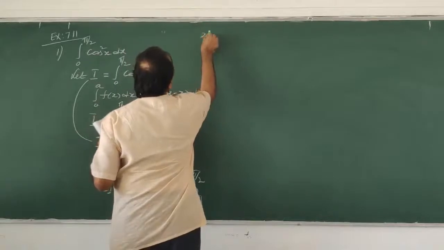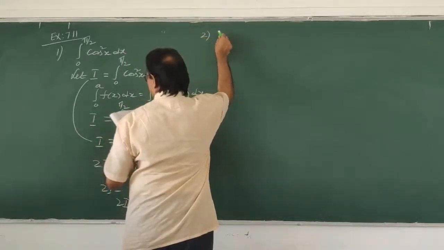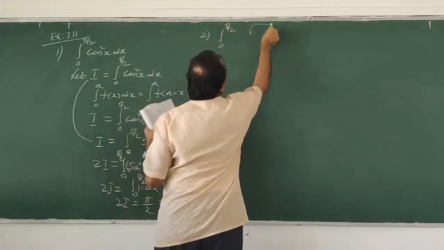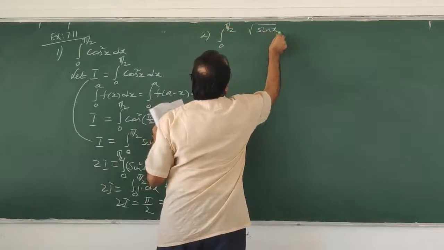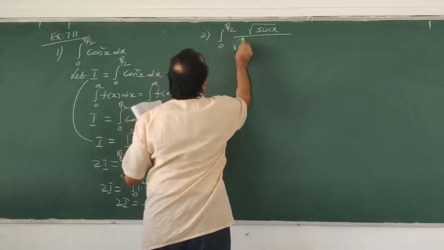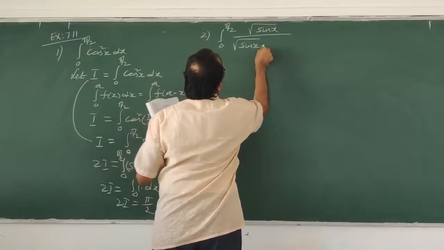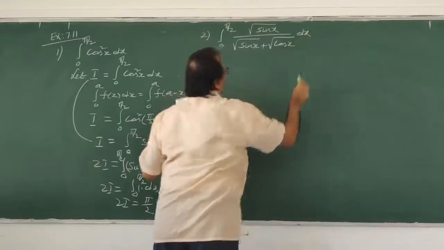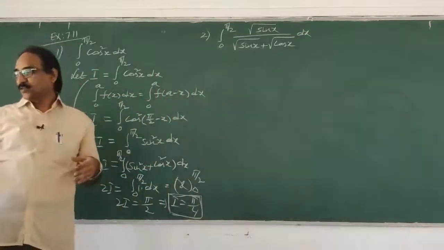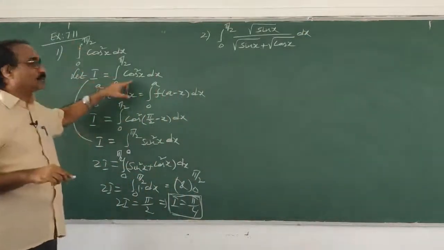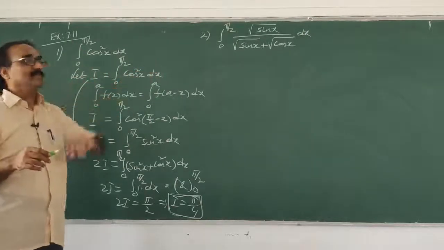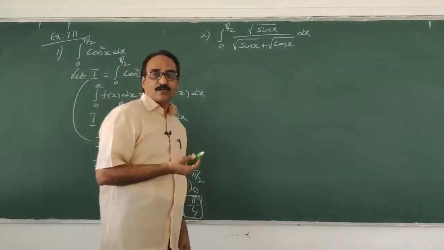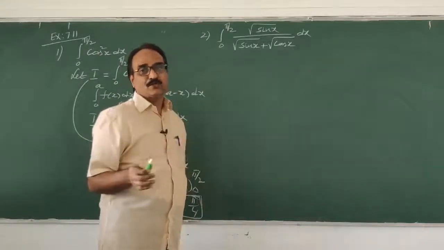Now, problem number 2 also, the same method. So directly, the integral 0 to pi by 2, you see now, root sin x by root sin x plus root cos x. Now if you see, in the first problem what happened? Even if you don't know the property, cos square x can be written as (1 plus cos 2x) by 2 and you can add it. But here all roots are there, and the denominator has a plus. If you do rationalization also, nothing is going to be useful. So this property is compulsory here, you have to use the property only.